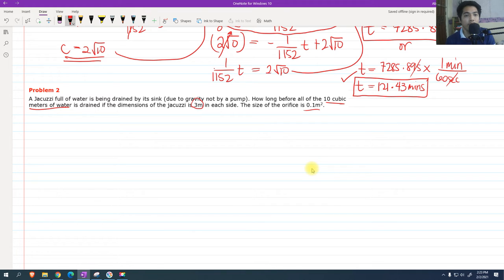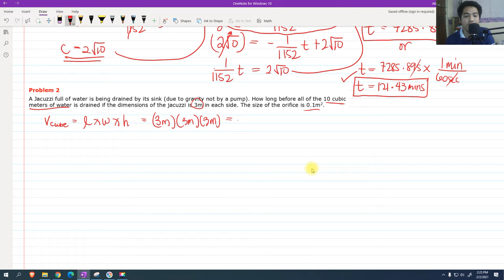So we are going to assume that this jacuzzi is a cube. The volume of a cube equals length times width times height. One characteristic of a cube is that it has the same length, width, and height. So basically, that would be 3 meters multiplied by 3 meters multiplied by 3 meters.